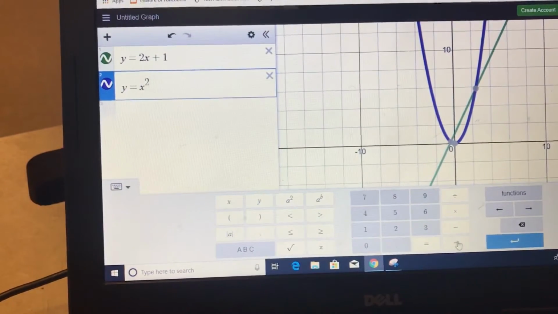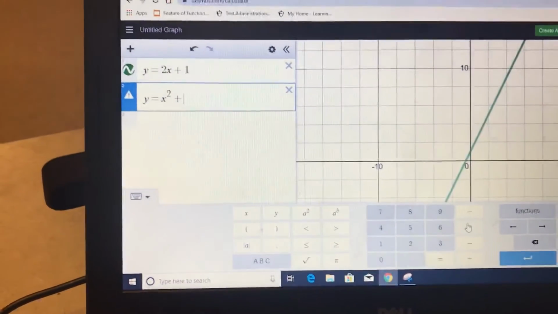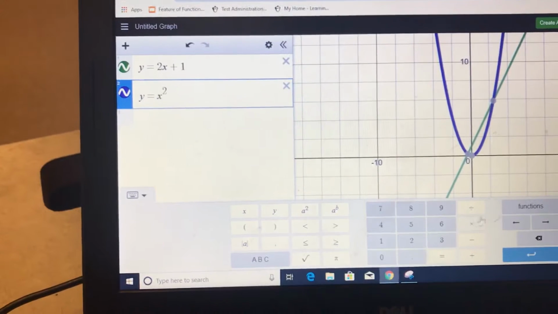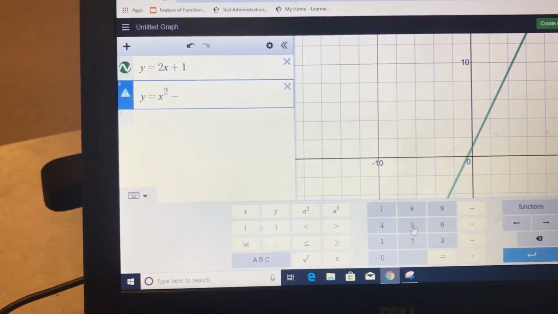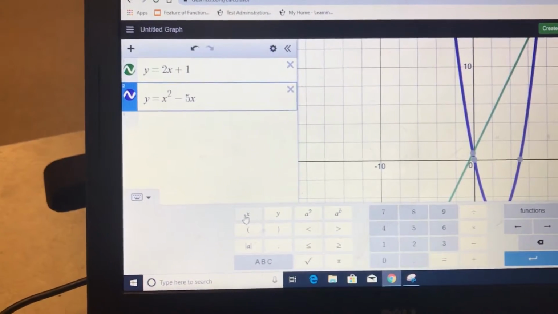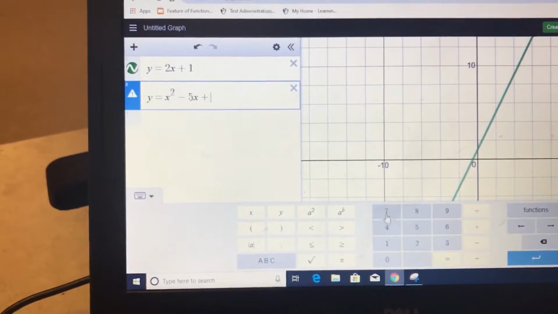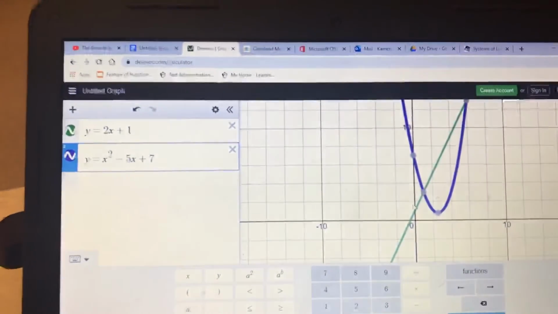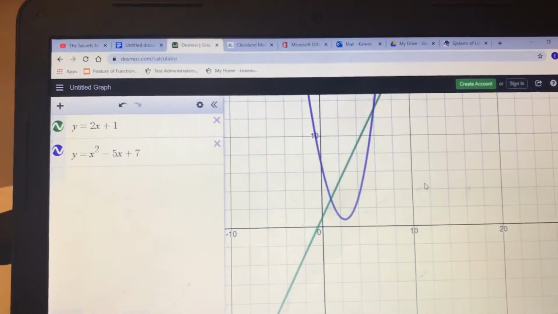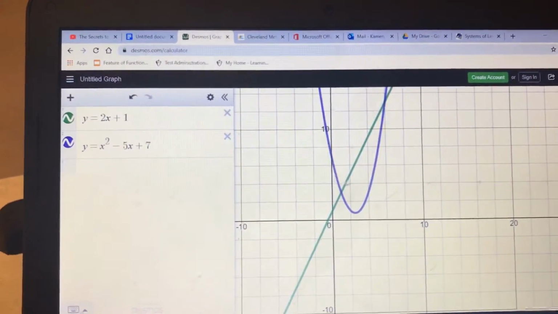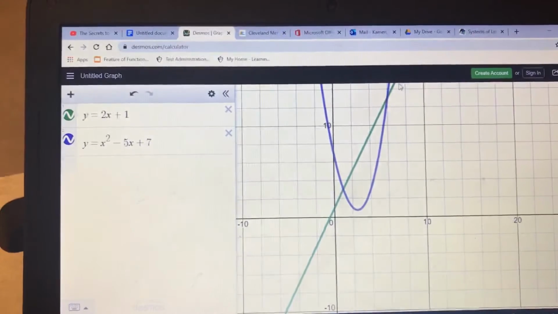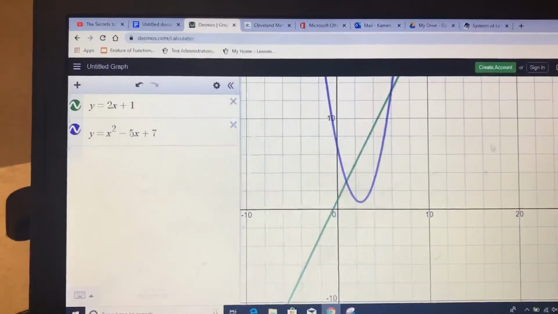Then I'm going to subtract 5x plus 7. So I rewrote the function that was on the paper, and if we look, we have a function, the quadratic, which looks like a u, and then we already know our linear function is the straight green line.